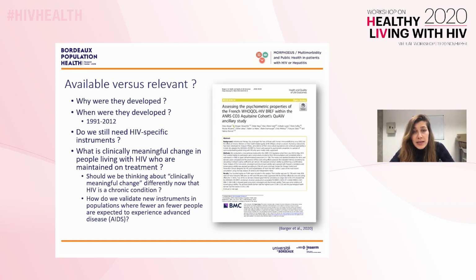So the last point is, when we're evaluating these new instruments, we're interested in their ability to detect clinically meaningful change. Now in HIV, historically, we've seen that as achieving viral suppression, or seeing CD4 cell counts increase, or different HIV stages based on the CDC clinical categories. Now, this is going to be increasingly difficult if we're talking about chronic HIV care, where we expect fewer and fewer people to actually progress to advanced disease. So I wonder, how do we validate new instruments in populations where fewer and fewer people are expected to experience advanced disease?